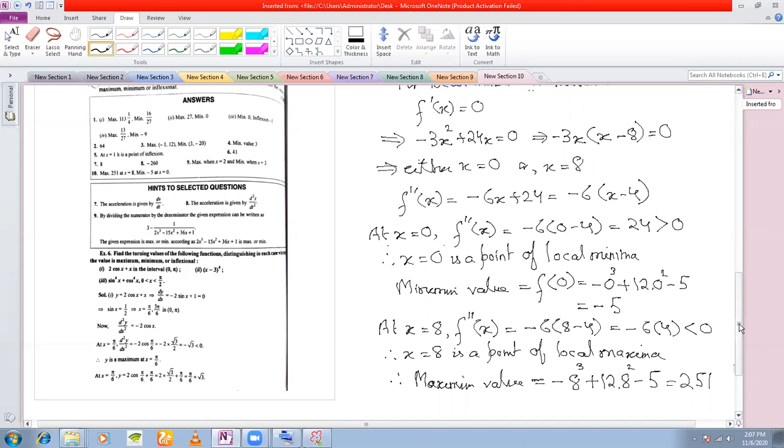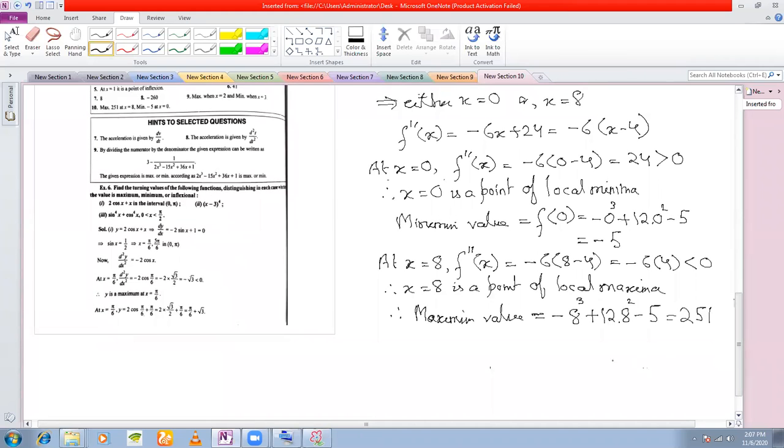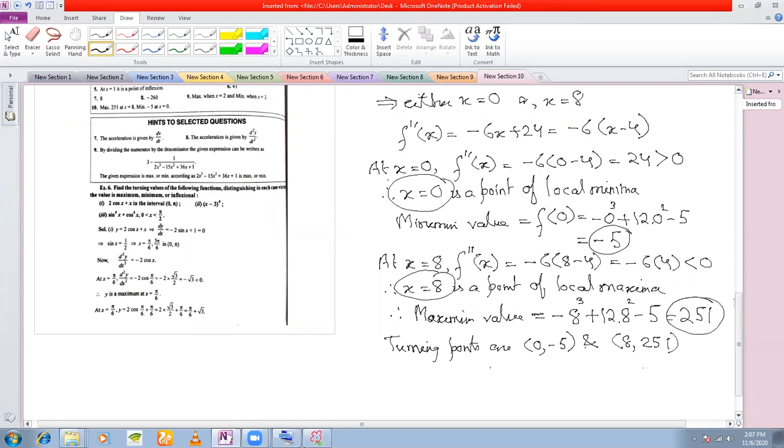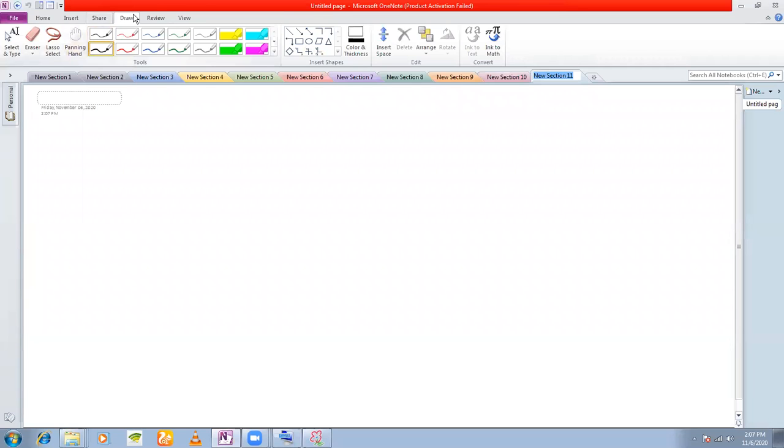And what are the turning values here? Turning points, in fact. What are the turning points? At x is equal to 0, the minimum value is minus 5. So the turning points are (0, minus 5), and at x is equal to 8, the value is 251, so (8, 251). These are the turning points. So that finishes this exercise. Let us see what is the next exercise that we have.